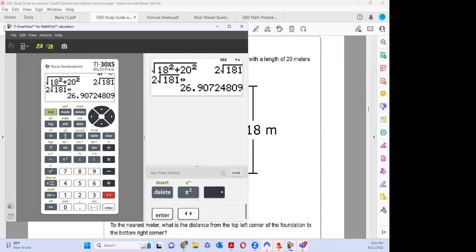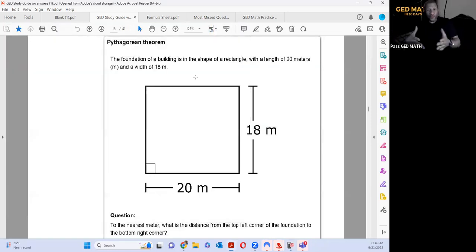Look at that. That's what I got. Now, how did I get this? Round off to the nearest whole number, 27. I rounded off. That's why I got 27. And now the Pythagorean theorem becomes easy problems on your exam.